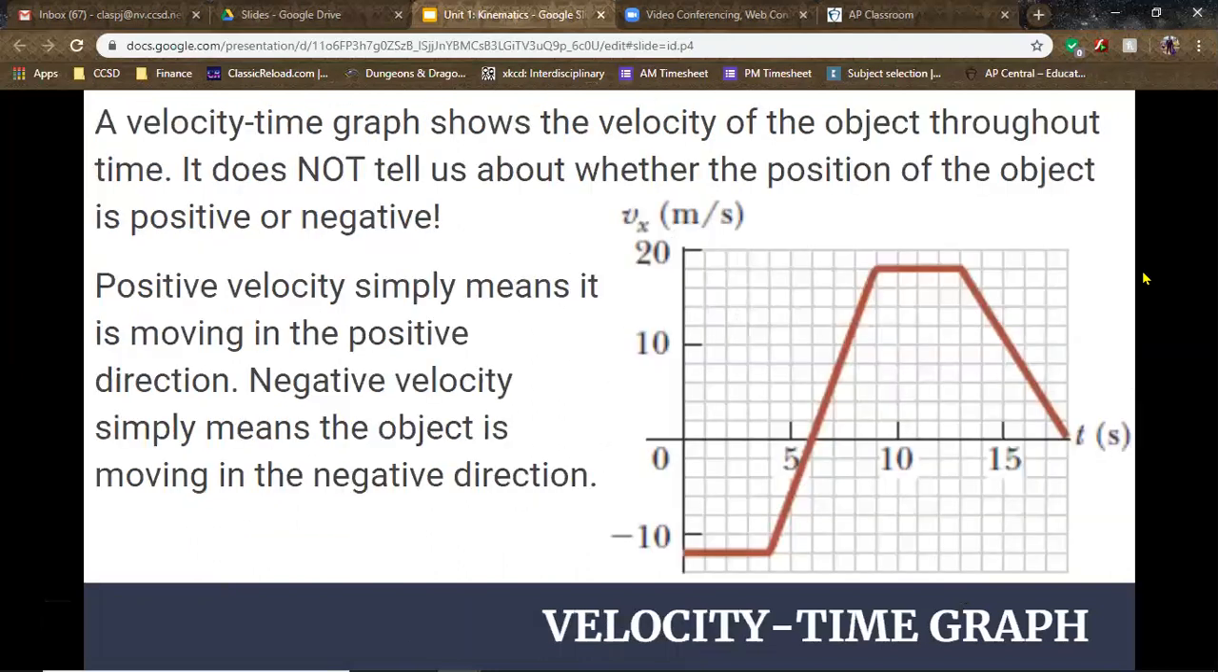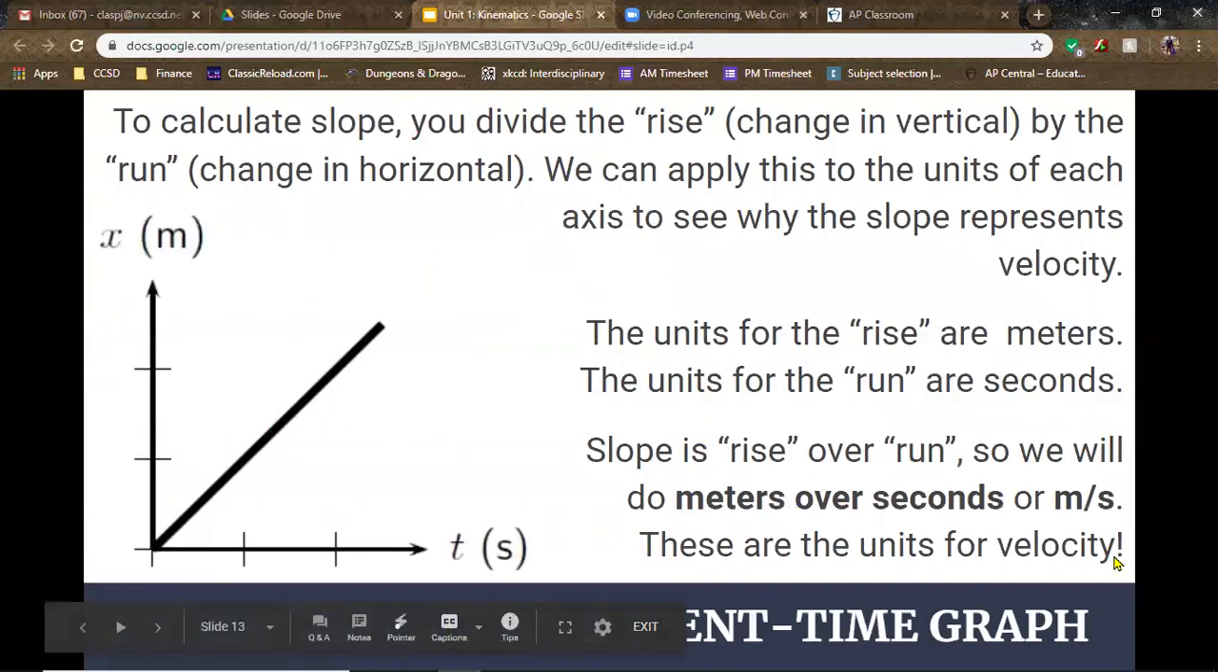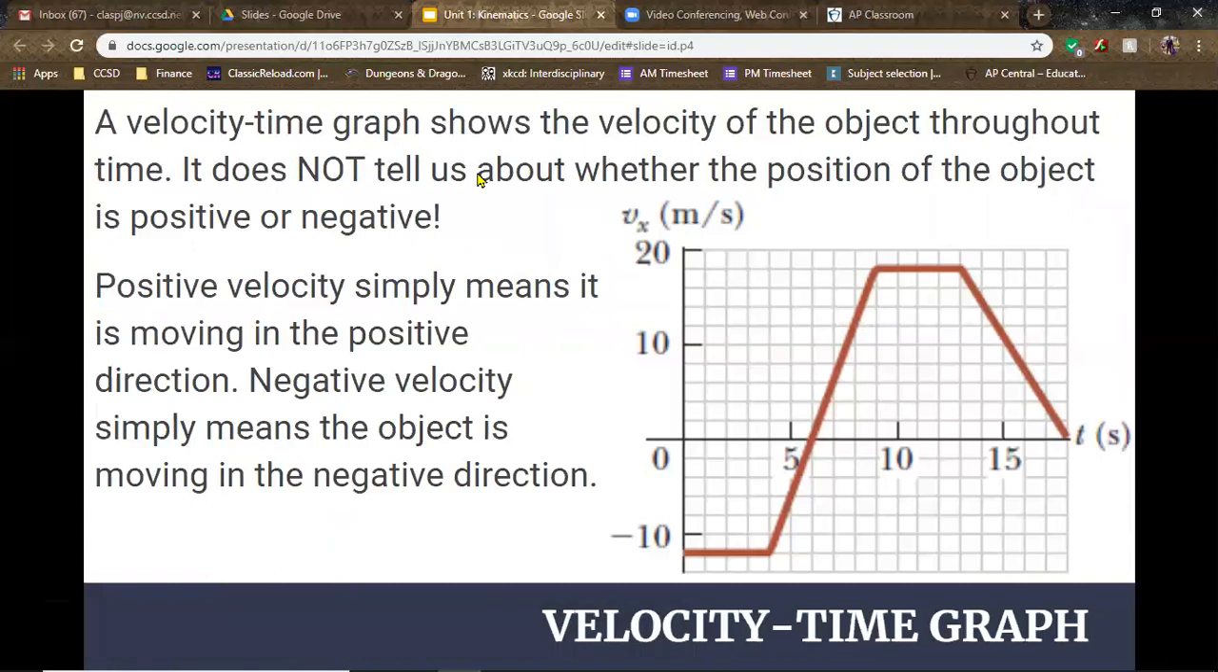So a velocity time graph, let's go to velocity time graph. It shows the velocity throughout time. Just to be clear, a velocity time graph does not tell us whether the position of the object is positive or negative. In order to know that, we have to look at a displacement time graph. A displacement time graph tells us whether the position of the object is positive or negative. Velocity time graph does not tell us that information at all, okay?